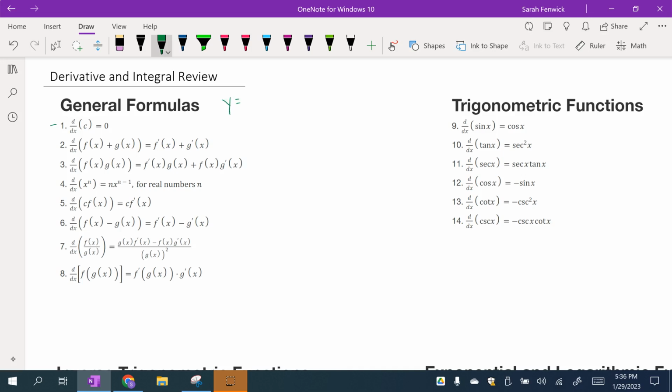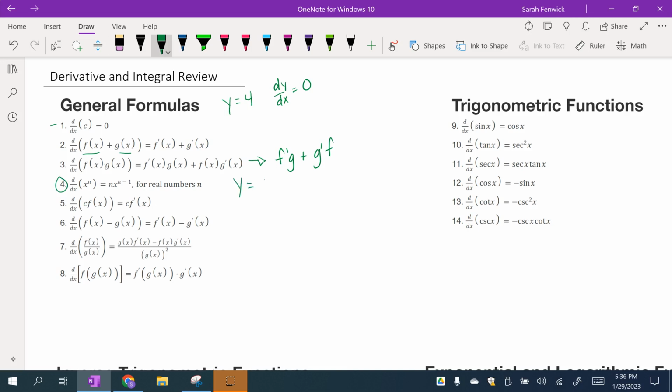any constant, so let's say it equals 4, then the derivative, dy dx, is 0. If I add two functions together, then I can take the derivative of each function separately. The product rule is a little bit different. I'm going to rewrite this as f prime g plus g prime f. And I know that you should have that of x in there, but this is a quick and easy way to write it. This one is another big one that we need to talk about.